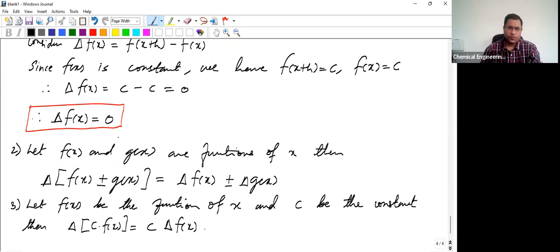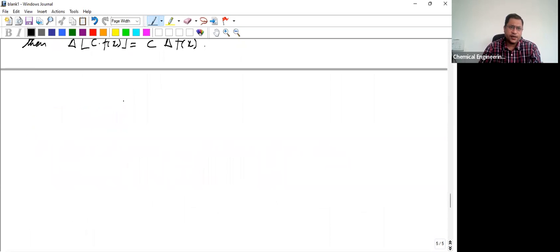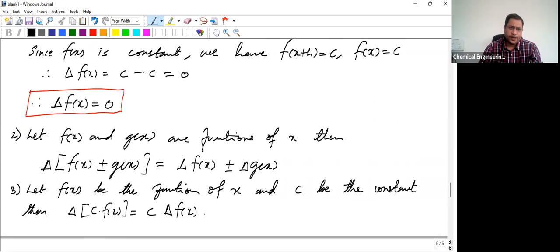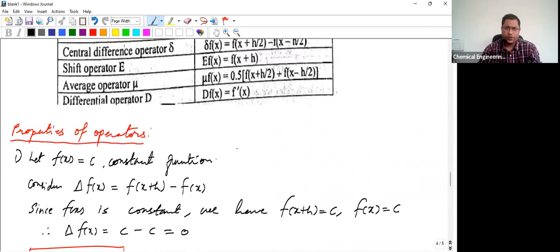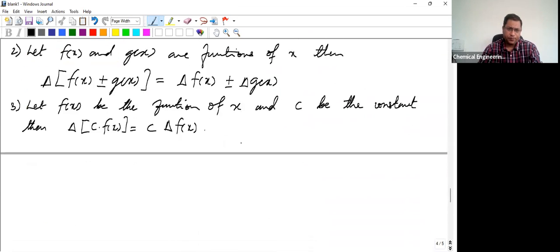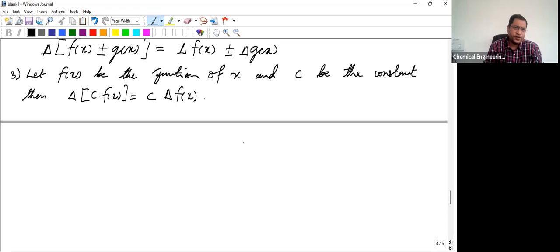Now we'll try to solve some problems based on the properties. We know the basic relation that we have already proved in the last lecture. I'm going to use that, which is why I have given you this table, so we can easily use the definition and find the answers. We'll go with the example.